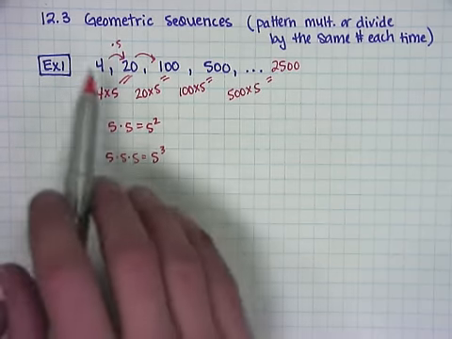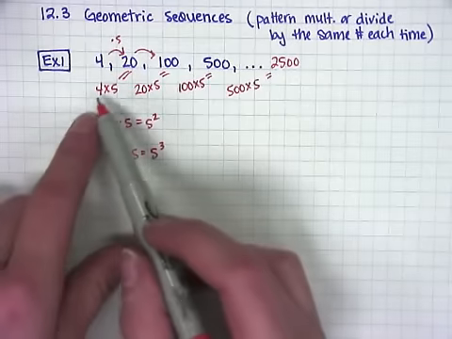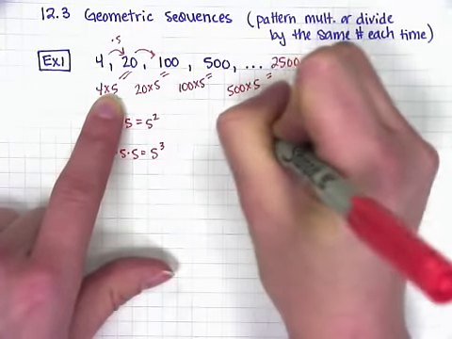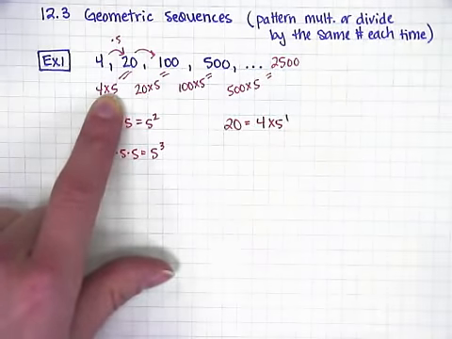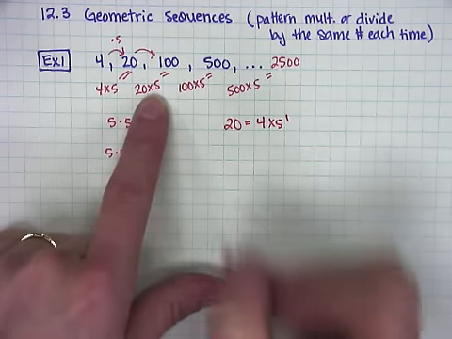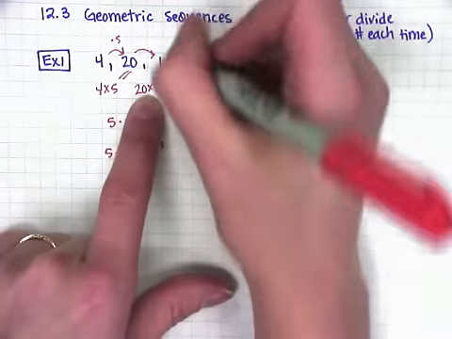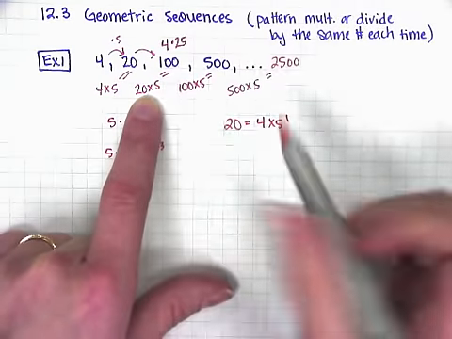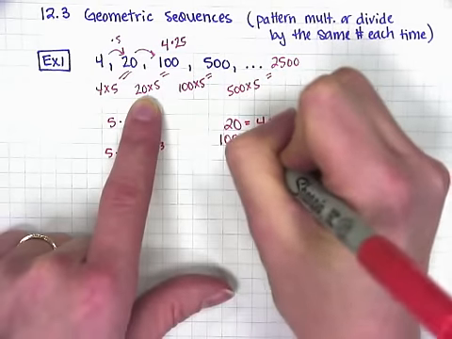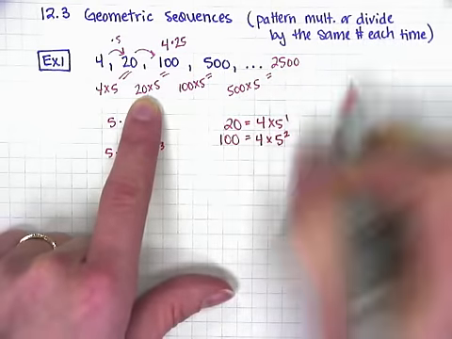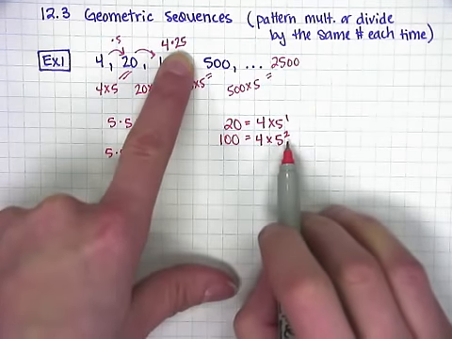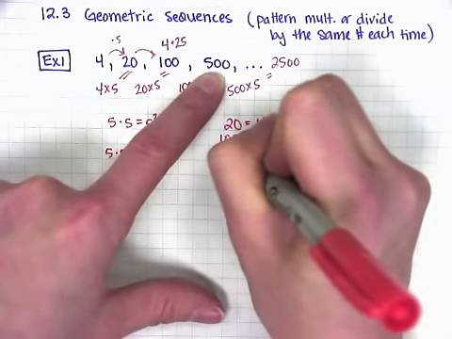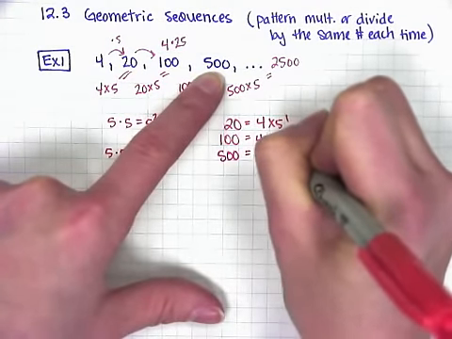So here, this 20 is really 4 times 5 to the first. And then here, I could think of it as 20 times 5, but I could also think of it as 4 times 25, right? Because 4 times 25 is 100. So 100 is equal to 4 times 5 squared, because 5 squared is 25. And I could think of 500 really as 4 times 5 cubed.